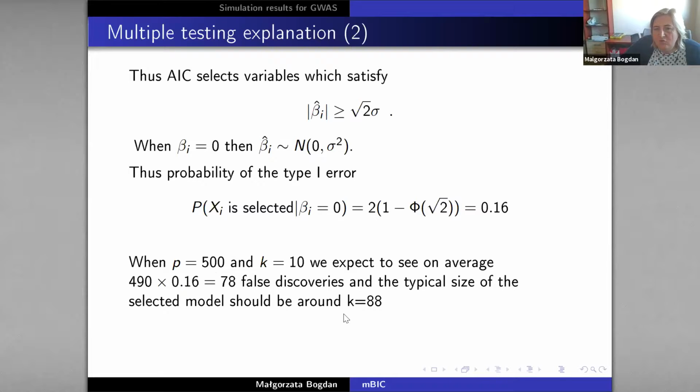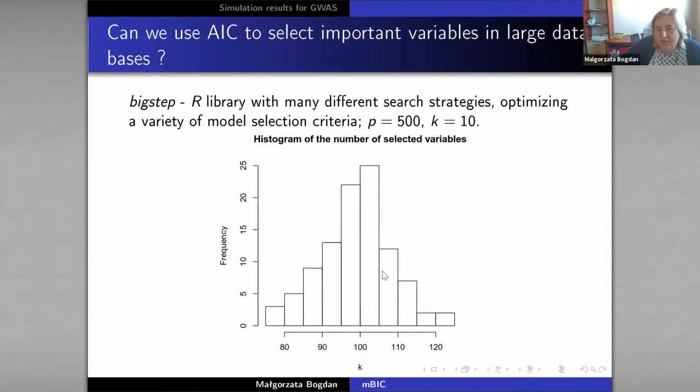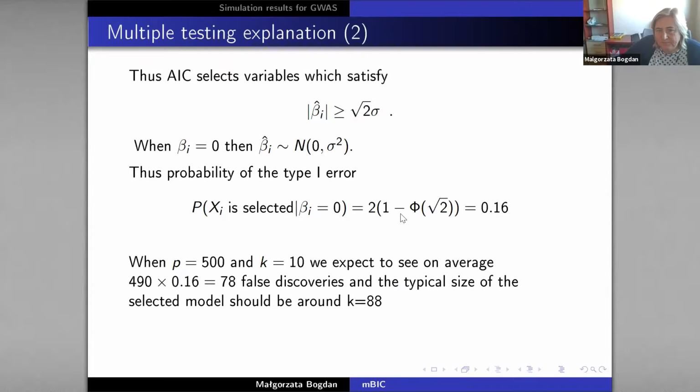And the typical size should be around 90 variables. Okay, so in my situation, the average number was 100 because, first of all, I didn't have orthogonal design. I had normal variables, which were not orthogonal. And in everything, I used the criterion with log residual sum of squares with unknown sigma. But you see, these theoretical calculations actually show you what happens.